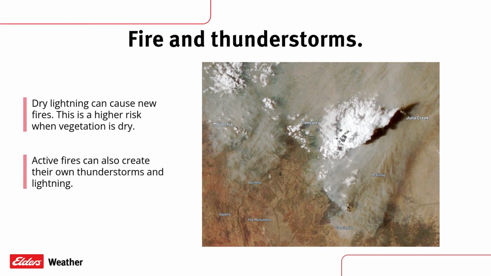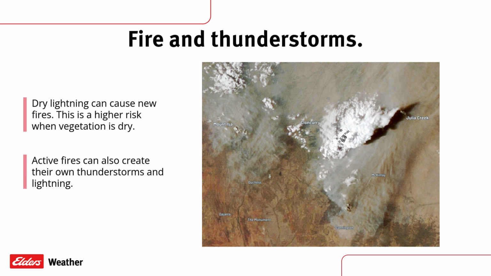Another important aspect of thunderstorms in Australia is how they interact with bushfires. Lightning from thunderstorms that cause very little rainfall is called dry lightning, and that's because the lightning can strike the ground without much moisture associated with that storm. If this happens in areas where you've got plenty of dry vegetation, this can actually cause new fires to start, and these fires can become very large.